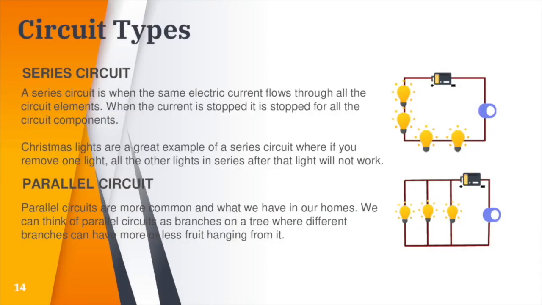Series circuit. A series circuit is when the same electric current flows through all the circuit elements. This means that when the current is stopped, it is stopped for all the circuit components. Christmas lights are a great example of this situation, where if you remove one light, all the other lights in series after will not work.